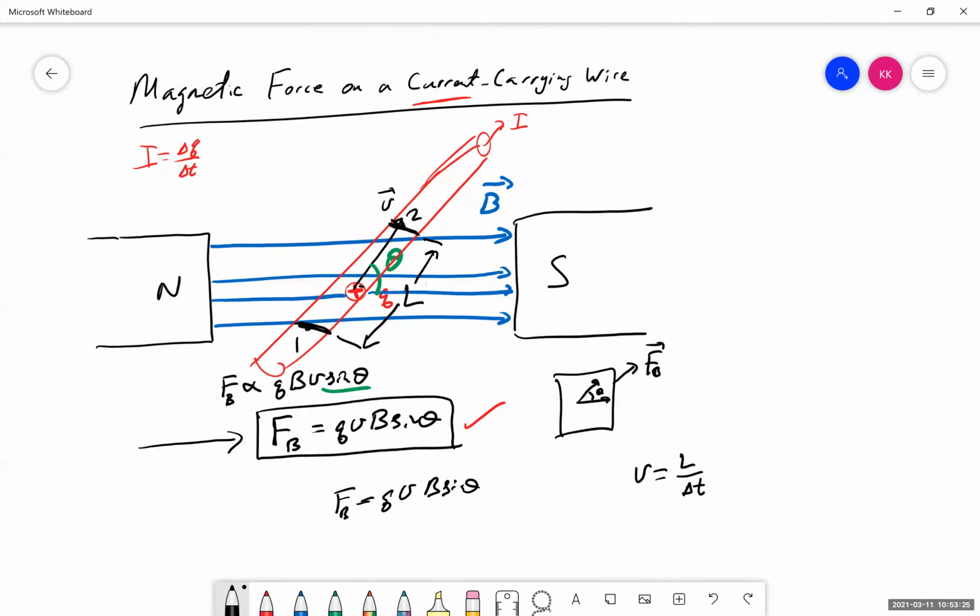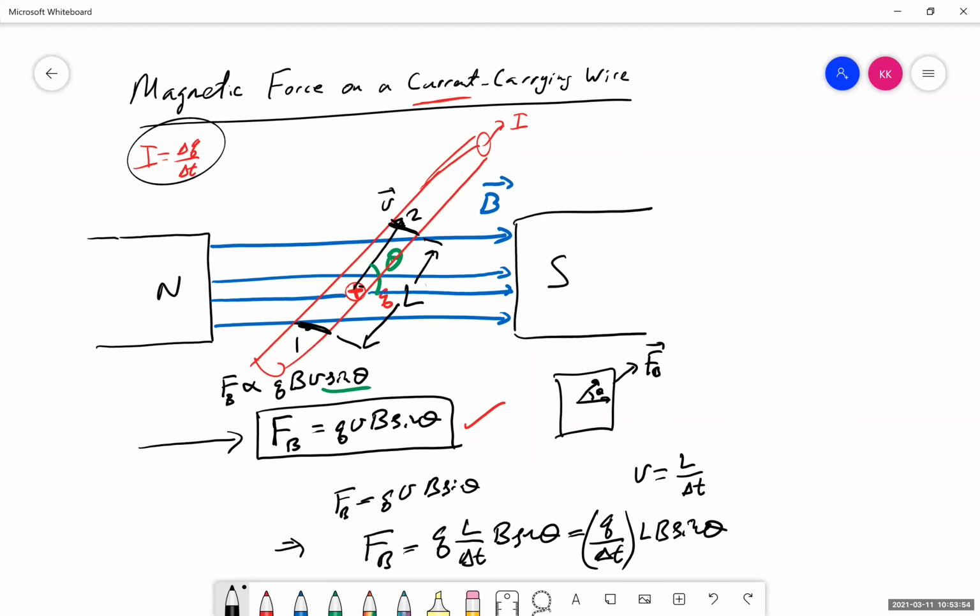which is L times delta T. So if I come back to this equation, I can say that magnetic force is equal to Q times, replace V with L over delta T, then magnetic field strength times the sine of theta. If I rearrange that equation, I can write this as Q over delta T times L B sine of theta. This Q over delta T, or delta Q over delta T, if I look at more charges going through here, is nothing but the current.